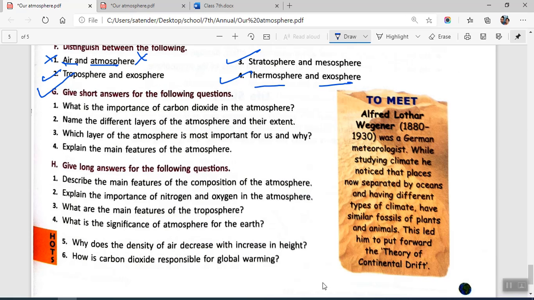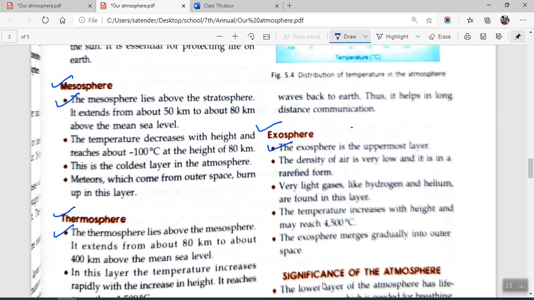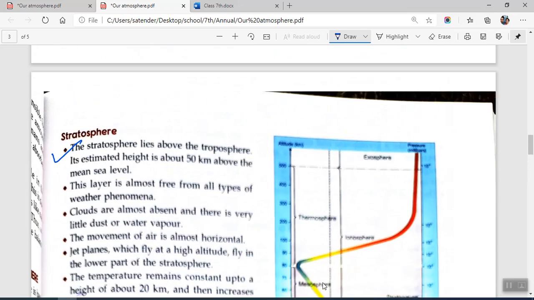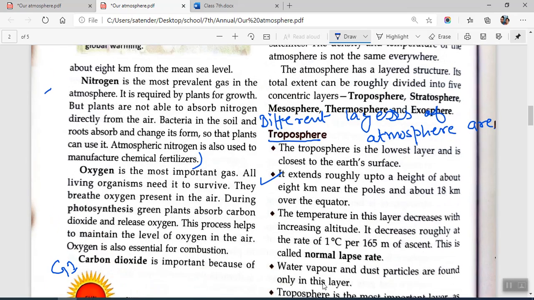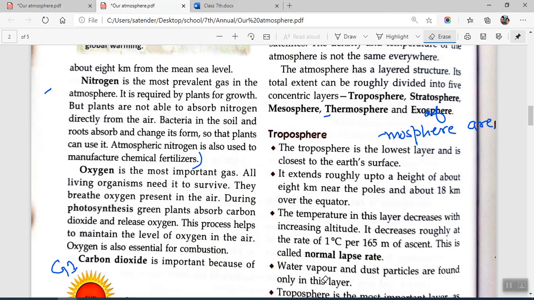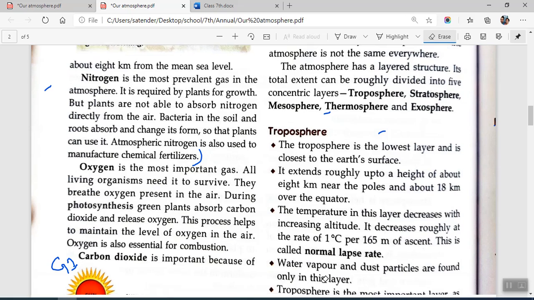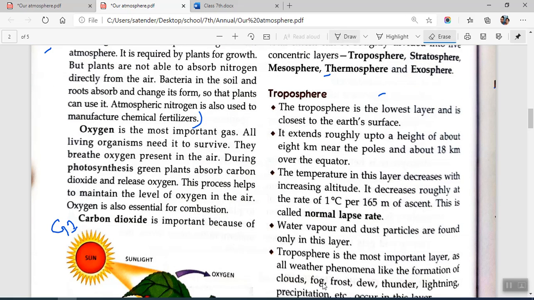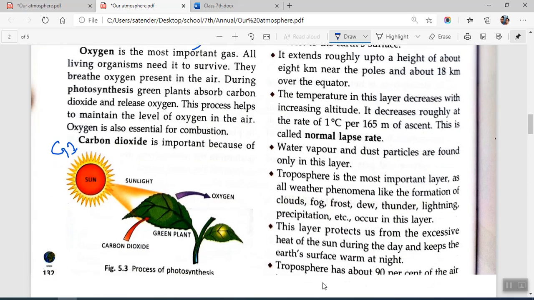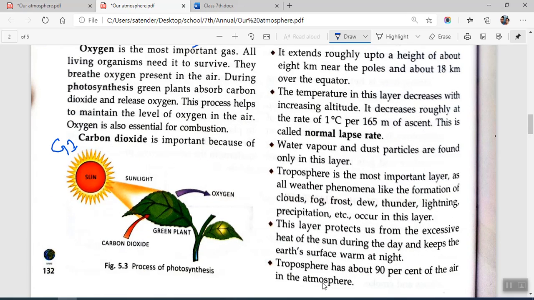question number 3. Which layer of the atmosphere is most important for us and why? So we will be moving on to troposphere. So let me just erase the previous marks here. Okay, so the most important layer for us is troposphere. We will just look at troposphere, where temperature decreases with height, and there is water vapor. Most important layer, as all weather phenomena like fog, dust, and precipitation occur in this layer.